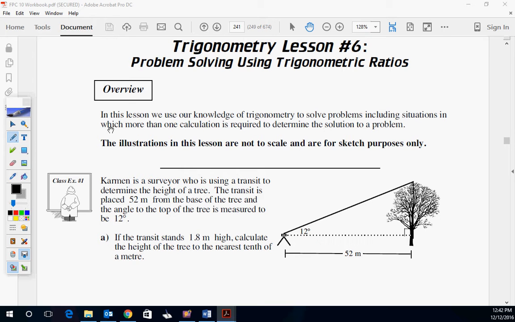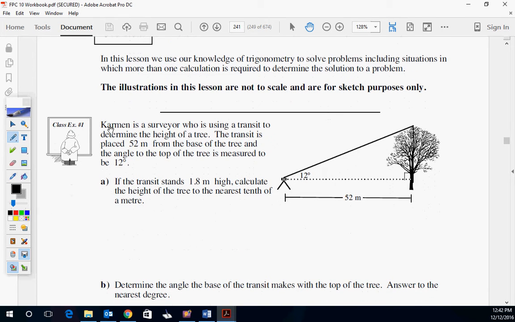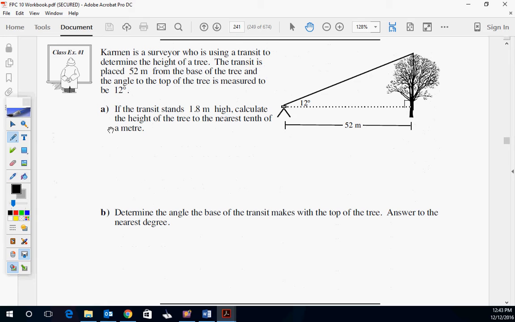All right, so in this lesson, we use our knowledge of trigonometry to solve problems, including situations in which more than one calculation is required to determine the solution. The illustrations in this lesson are not to scale, so don't take them for exact. Well, that doesn't look like 50, that doesn't look like 30. It tells you right off the bat they're just for demonstration, not for accuracy. Okay, so just going right to the example here.